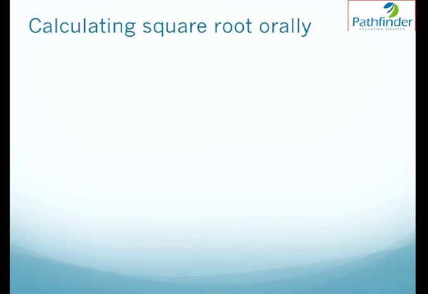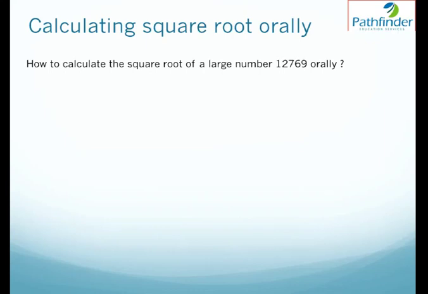Let us calculate the square root of another 5-digit number. Let us say the 5-digit number is 12,769. We will follow exactly the same process. Again, we will place an imaginary vertical line in between 127 and 69. Why here? Because I take the rightmost digit, that is 9, and from here I count two digits, 9 and 6, and place this vertical line here.